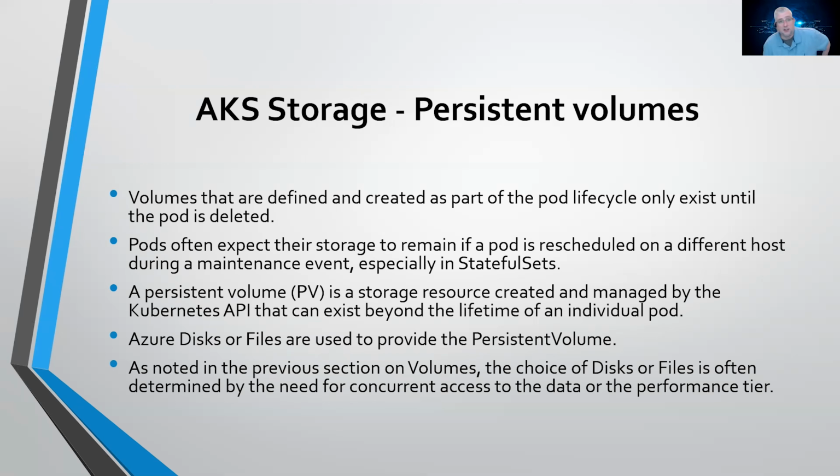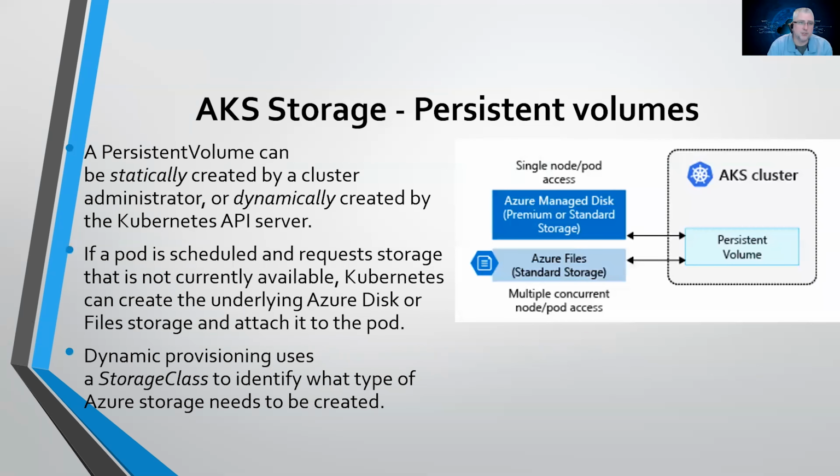Okay. And when you look at this, there's ways you can do this, right? So you can allow the persistent volume to be created by the cluster. You can do it dynamically through the API. You can manually create it and attach it if you want, if you like having more work. But this is all designed around automation. So if the pod's scheduled and the requested storage is not currently available, Kubernetes will create it, okay, and attach it. Dynamic provisioning uses a storage class to identify the type, okay? So let's get into storage classes.